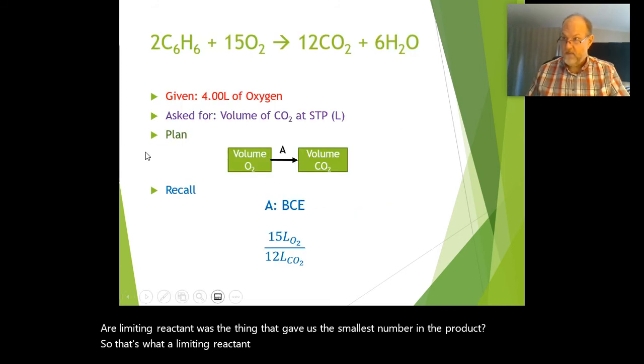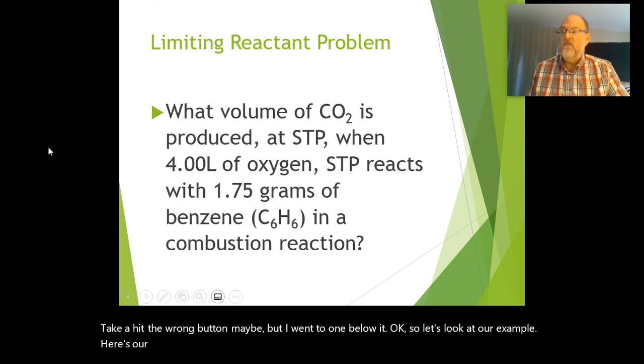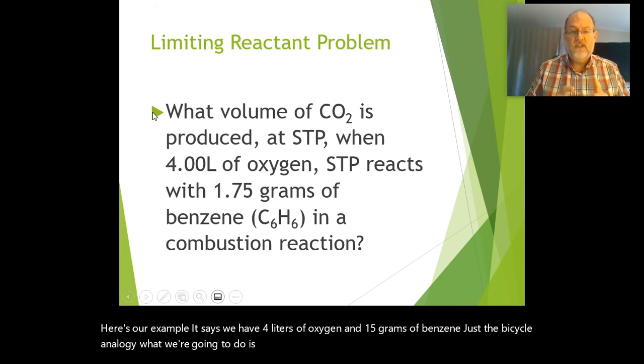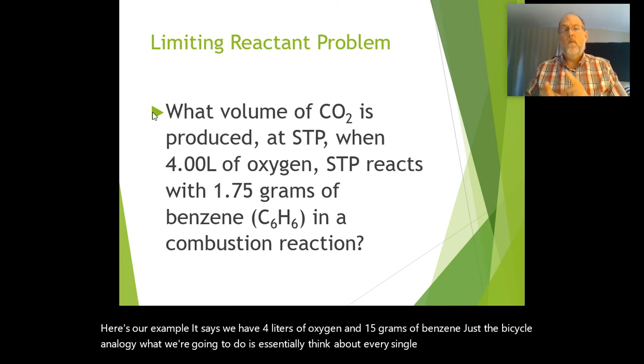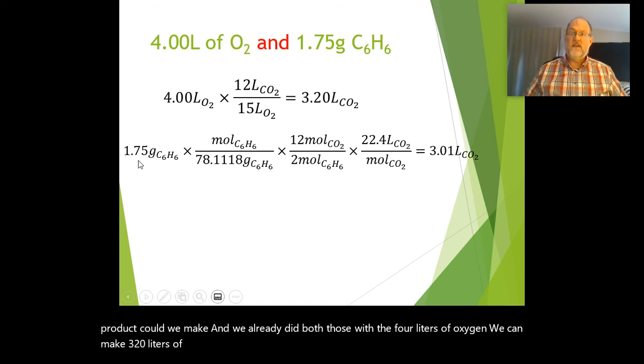So let's look at our example here. Okay, it says we have 4 liters of oxygen and 1.75 grams of benzene. Just like the bicycle analogy, what we're going to do is essentially think about every single reactant and how much product we could make. And we already did both of those. With the 4 liters of oxygen, we can make 3.20 liters of carbon dioxide. With the 1.75 grams of benzene, you can make 3.01.